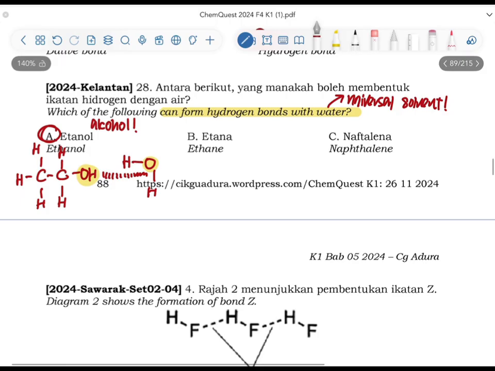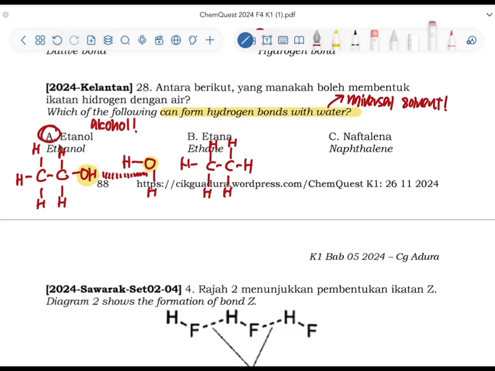Next, ethane has the chemical formula C2H6. Actually, it does not have any hydrogen that is bonded to a highly electronegative atom, as shown in this diagram. So even though it has H, it has no electronegative atom, so the hydrogen bond cannot be formed.